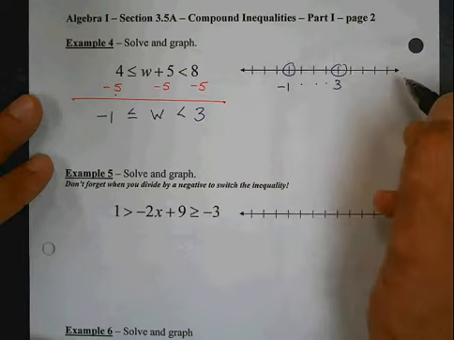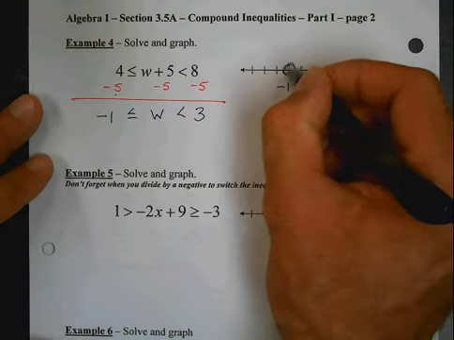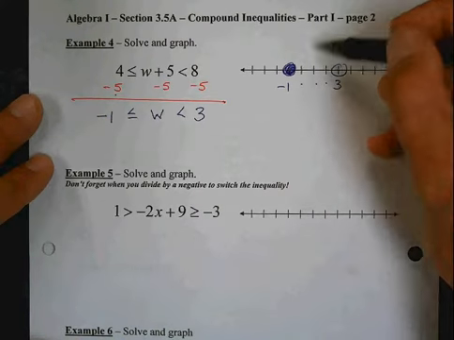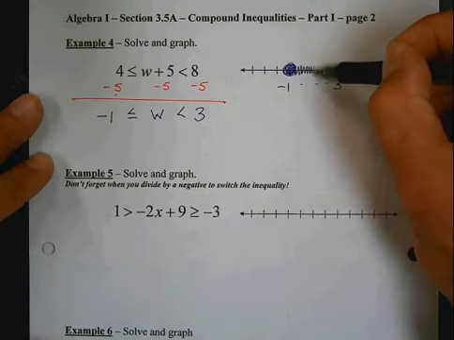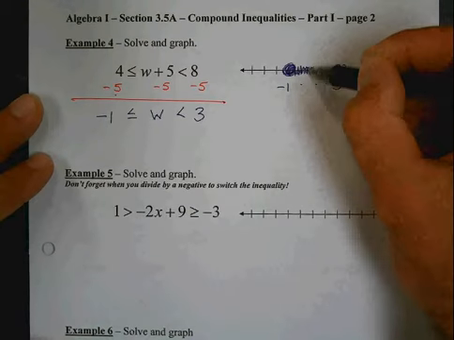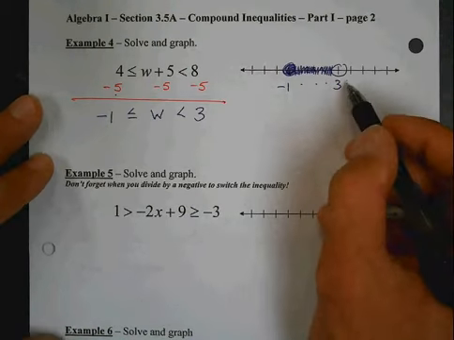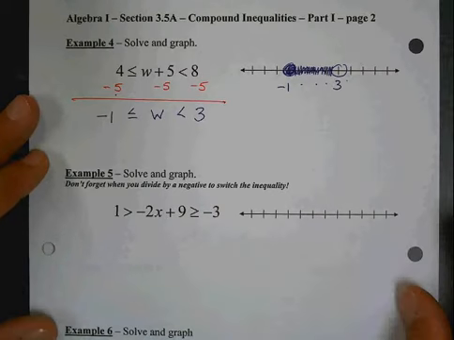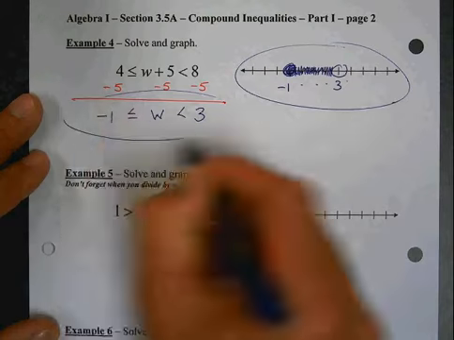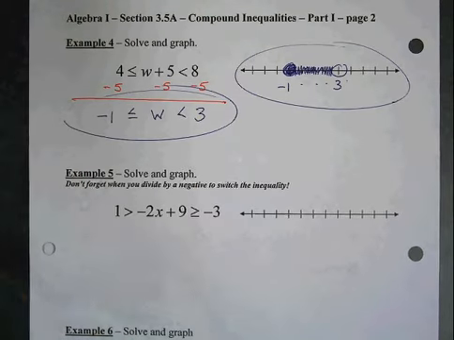Do color in -1. Okay. And then do shade right. All right. And then left. Because it's everything that's in between. Don't shade in the 3 because it's not equal to. So here's your graphical answer. Here's your algebraic answer. There's a 2-part answer to both of them.